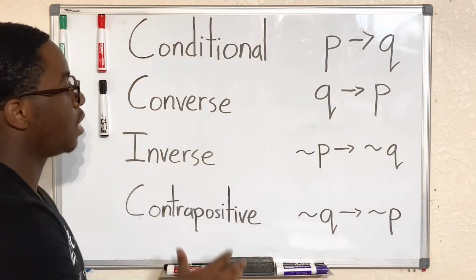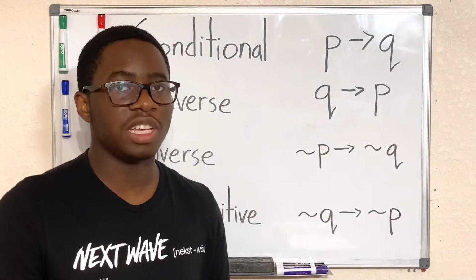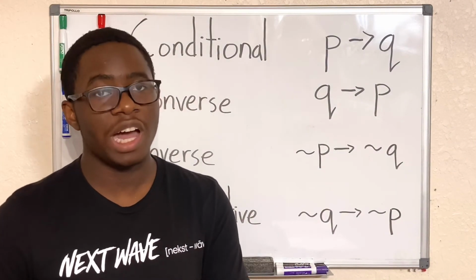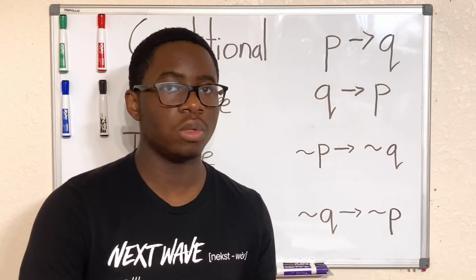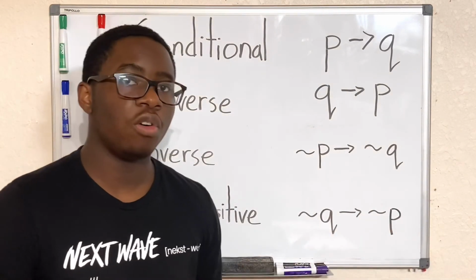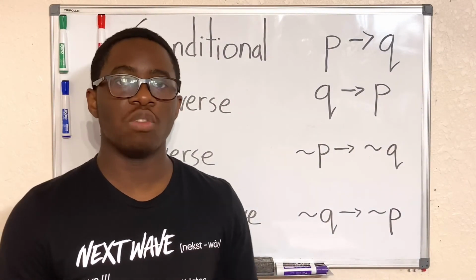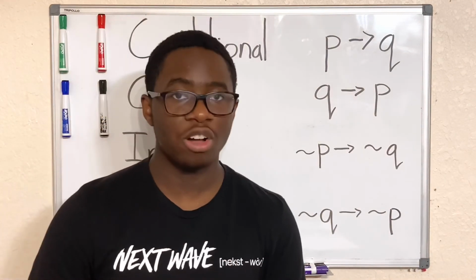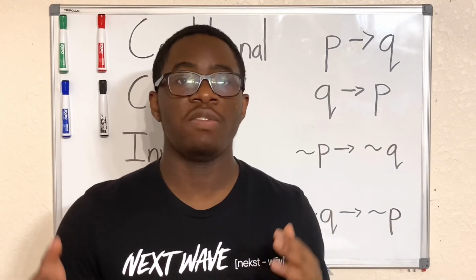Our inverse is our negated P and our negated Q. All that happened is that now everything is negated. It's not switched around, but rather it's negated. So if not our hypothesis, then not our conclusion. If it's not winter, then it's not cold. And finally, our contrapositive. If not Q, then not P. Or if not our conclusion, then not our hypothesis. What happened here is that they were both switched around, and not only that, but they were negated. So if it's not cold, then it's not winter. Now, if you can remember all of these, you'll be ready for the proofs.